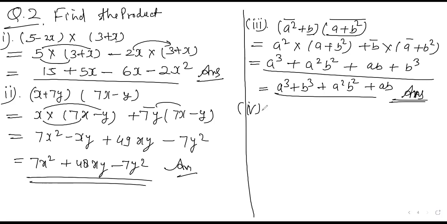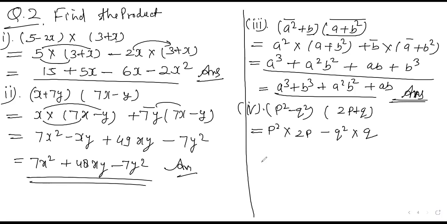And the last part of question number 2 is p square minus q square and 2p plus q. So p square is multiplied with 2p plus q, and minus q square is multiplied with 2p plus q. Just give me a minute.